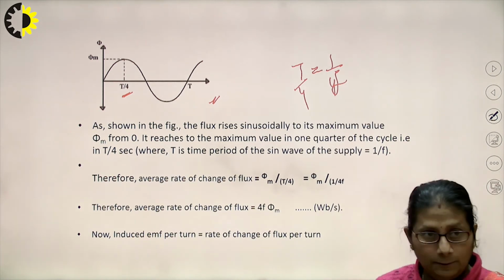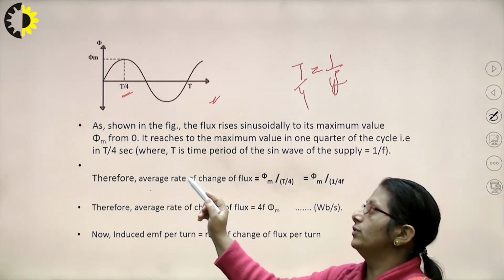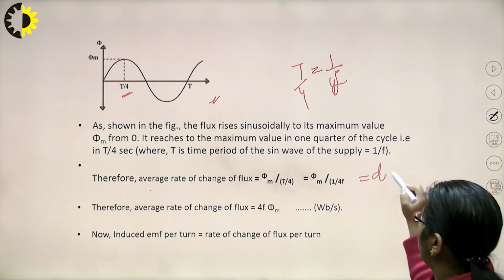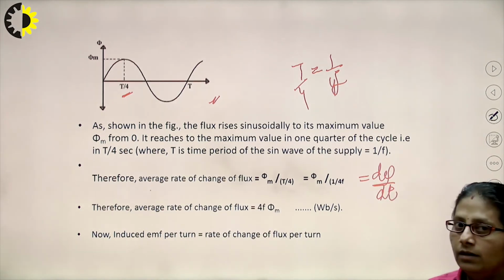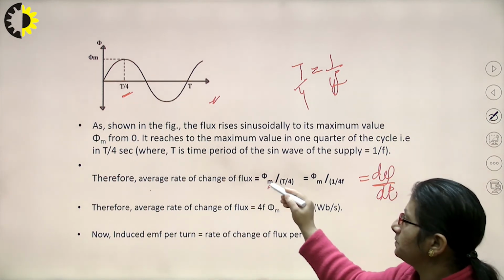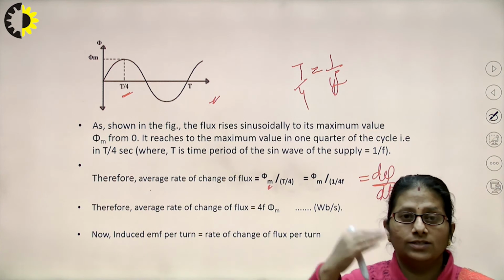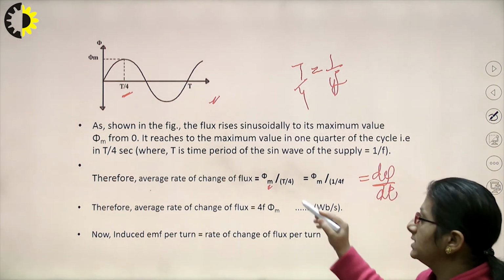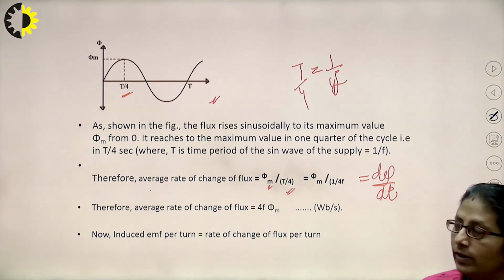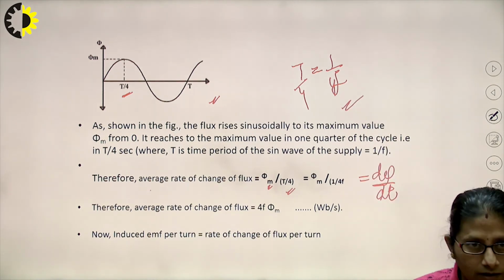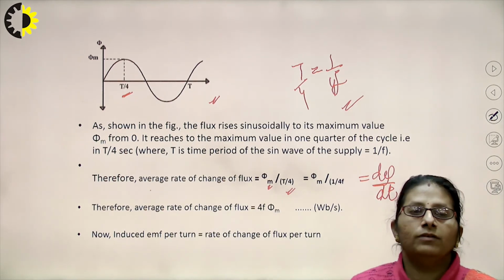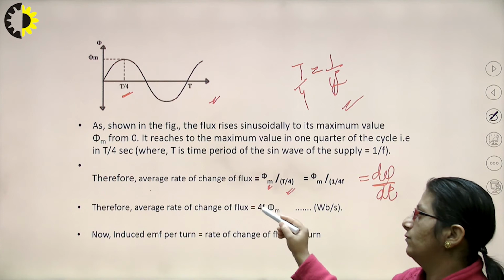So, the average rate of change of flux, d phi by dt: how much is the flux changing? Phi m minus 0, so that is phi m. The time taken to change the flux from 0 to phi m was T by 4, which in terms of frequency is 1 by 4f. So that value would be phi m divided by 1 by 4f, and the average rate of change of flux would be just 4f phi m.